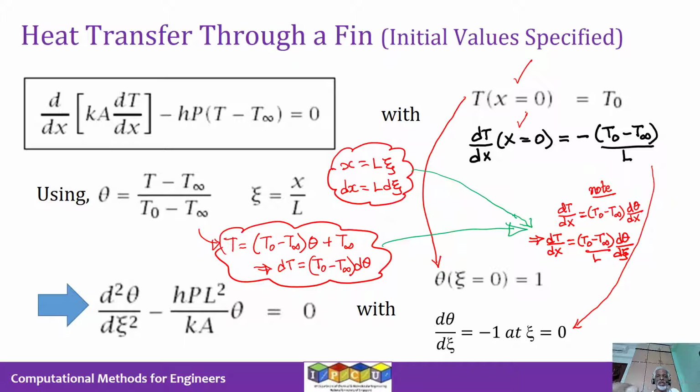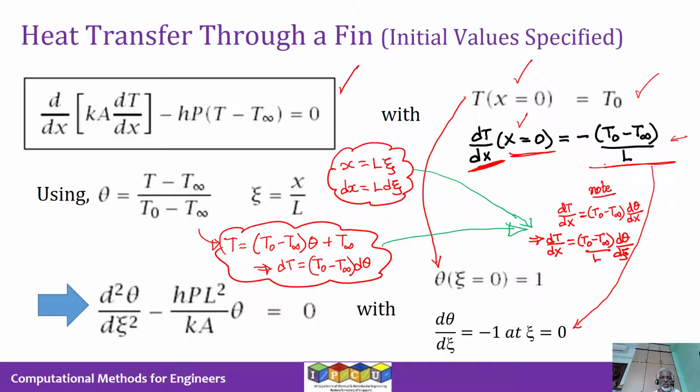So in this case, the governing equation is the same. There is no change with that, but the conditions specified differ. The first condition is the same as we saw before in the boundary value problem. At the base of the fin, the temperature is equal to T naught. In this initial value problem, the second condition is specified in terms of the gradient of the temperature. What is the gradient of the temperature at the base of the fin? The gradient at the base of the fin is given as this expression, minus T0 minus T infinity by L. So when this is specified, we will see how the problem formulation and its solution changes.